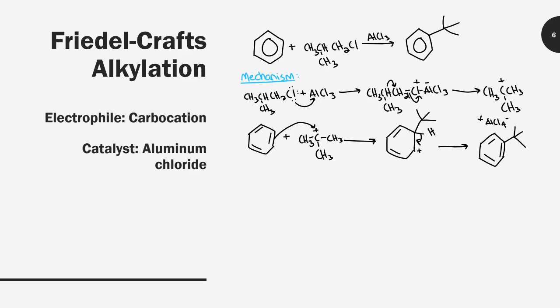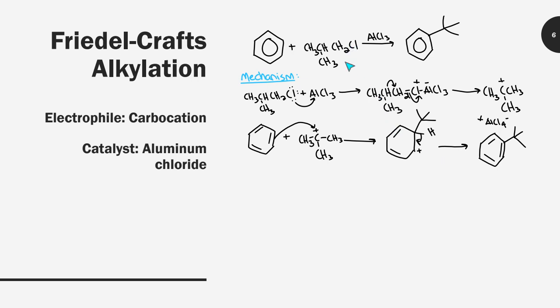Okay, so alkylation: our electrophile here is a carbocation, and we use the same catalyst from halogenation. You'll have to be very careful on these because the rearrangement gets tricky. So pay very close attention when you're doing these ones.